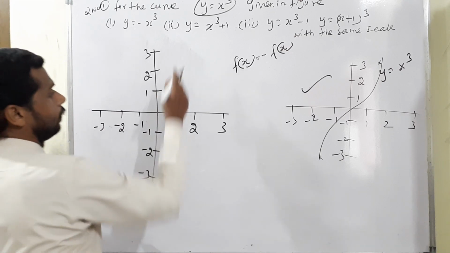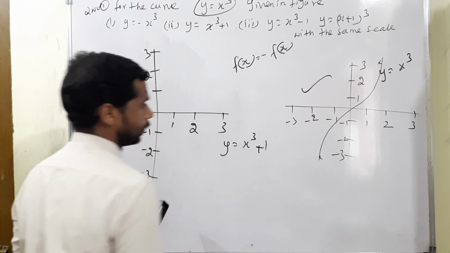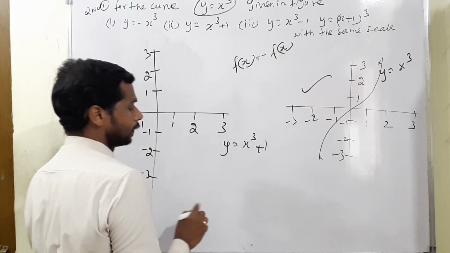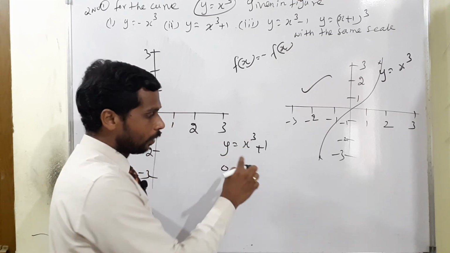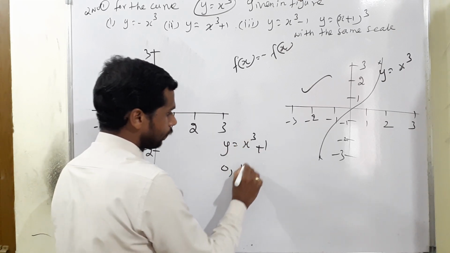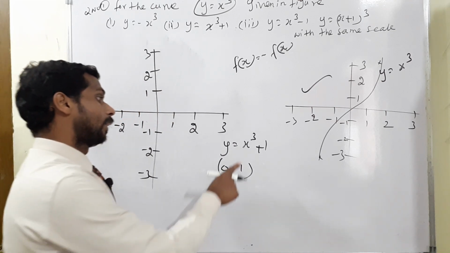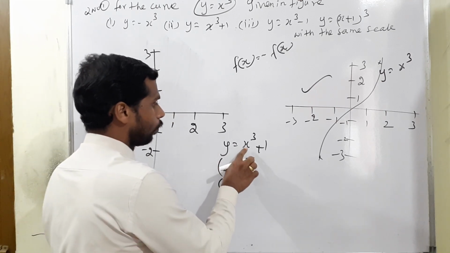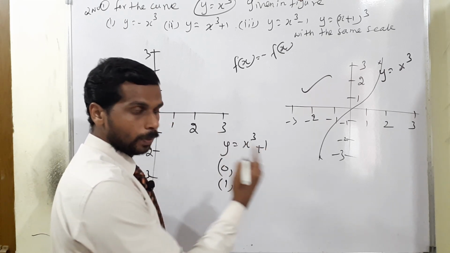The condition is y is equal to x cube plus 1, isn't it? Just consider x is equal to 0, what will happen? x is equal to 0 means 0 cube is 0. 0 plus 1 is equal to 1. The first coordinate point is 0, 1. Then x is equal to 1, what will happen? 1 cube is 1. 1 plus 1 is equal to 2.